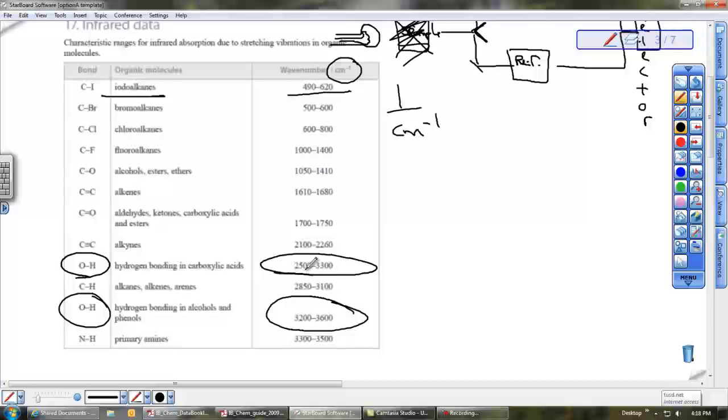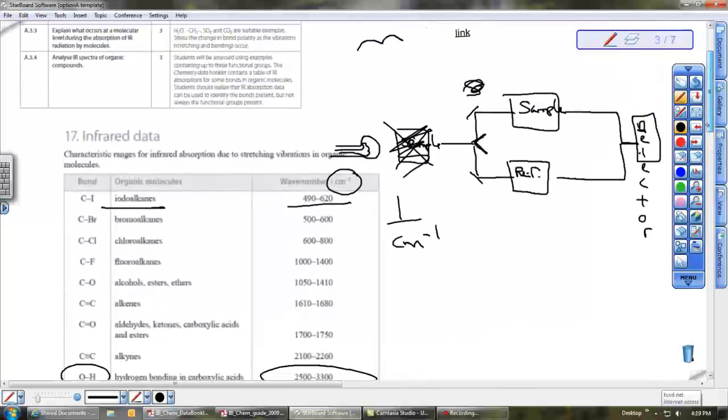So what you'll have to do is take a printout of one of these that would come out of the detector, and you'll see peaks in certain areas indicating the presence of one functional group, or the lack of a peak indicating that functional group is not present. Okay? Does that make sense in a qualitative sense?